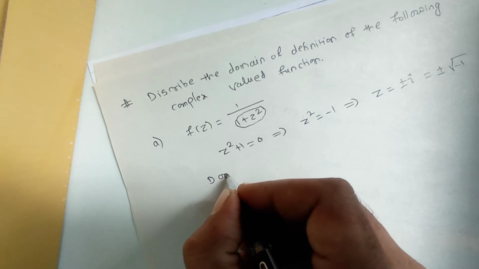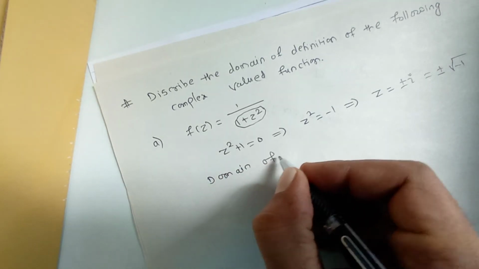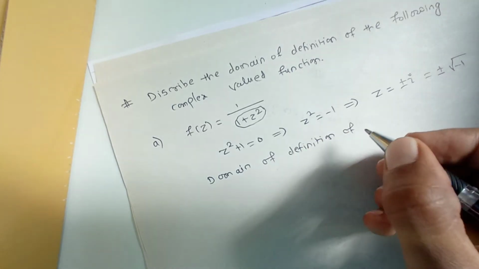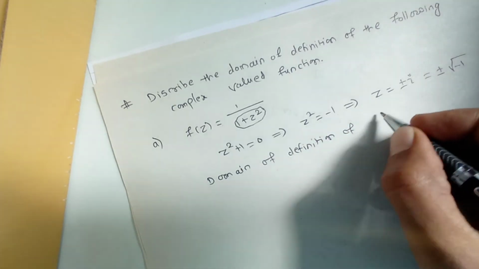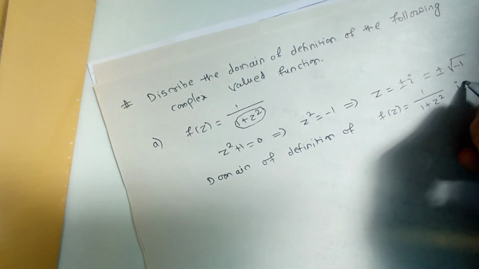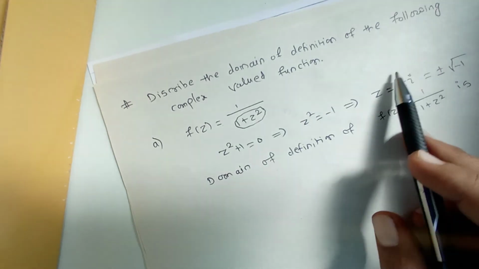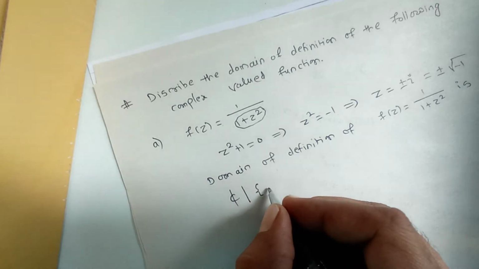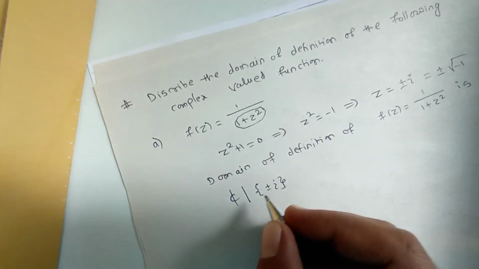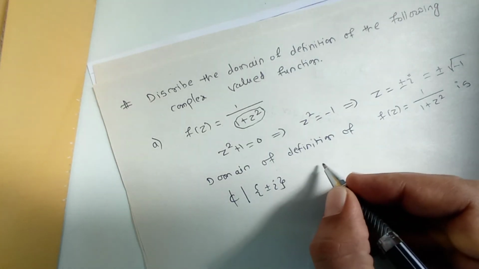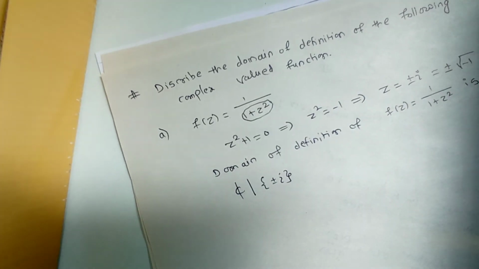Hence, the domain of definition of f(z) = 1/(1 + z²) is obtained by removing only ±i from the set of complex numbers, that is, C minus {i, -i}. So this is the domain of definition of the function f. Now let us discuss another example, B.